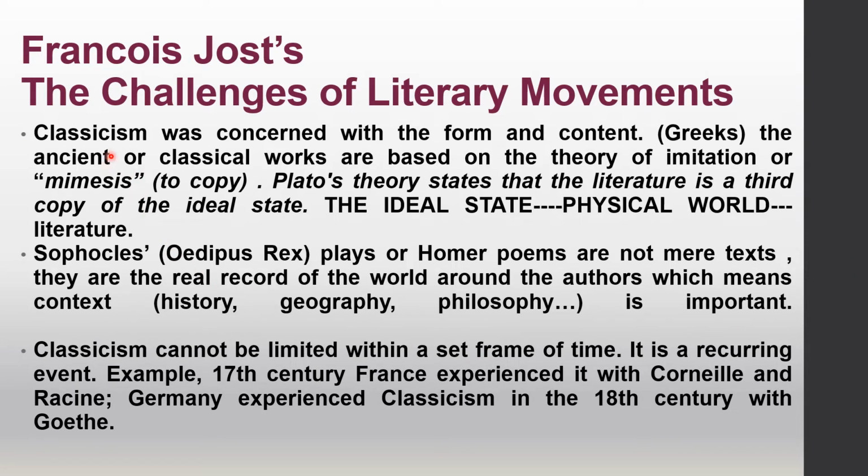So, next comes classicism. Classicism was concerned with the form and content. Greeks, the ancient or classical works are based on the theory of imitation or mimesis, which means to copy. So Plato's theory states that literature is the third copy of the ideal state. There is one world of ideas which is considered the perfect one, then the second is its copy, the physical world, and whatever the artists are creating in literature, that is twice removed from the reality, from the ideal state.